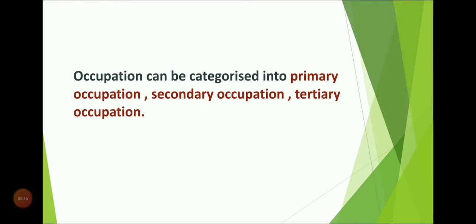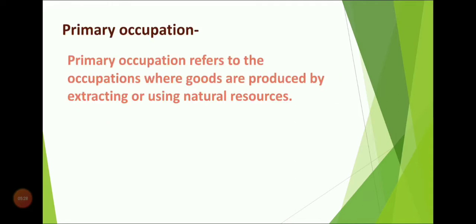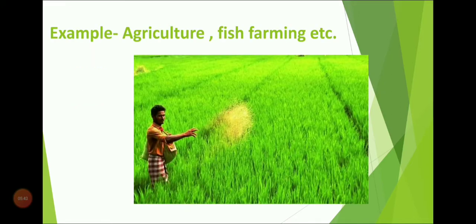Students, do you know that occupation can be categorized into primary occupation, secondary occupation, and tertiary occupation? Now, let us know what is primary occupation. Primary occupation refers to occupation where goods are produced by extracting or using natural resources. For example, agriculture, cattle farming, dairy farming, fish farming, etc.